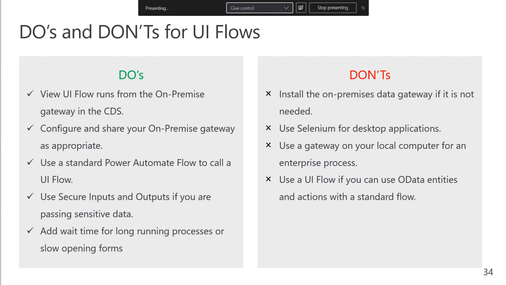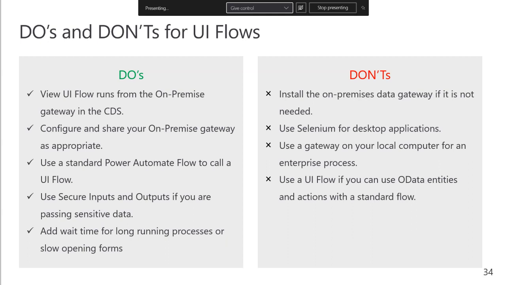Don't use a gateway on your local computer for an enterprise process, because if you're running something like vendor invoice automation on your local computer, that's going to be taking up CPU and memory. Especially if it's attended, if you click while an attended flow is running, it can actually stop the flow because you've taken the focus away from what it was trying to do. If you need to be able to do other work, then make sure that you're using an unattended flow if you do have a local flow.